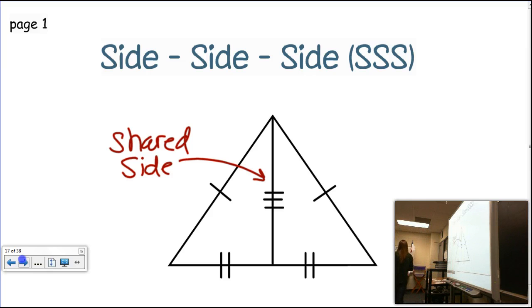Since they're sharing that side, it gets a tick mark, because we all know that a side is congruent to itself. Take the last statement. Just go for it.